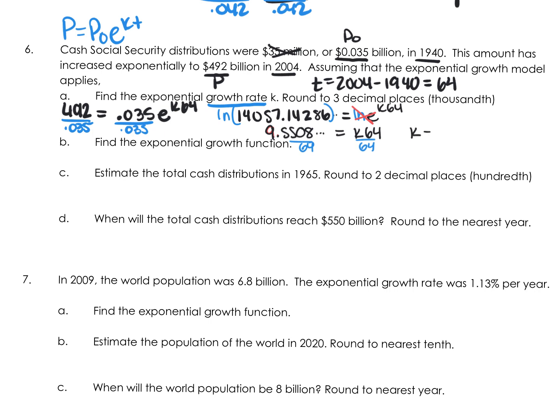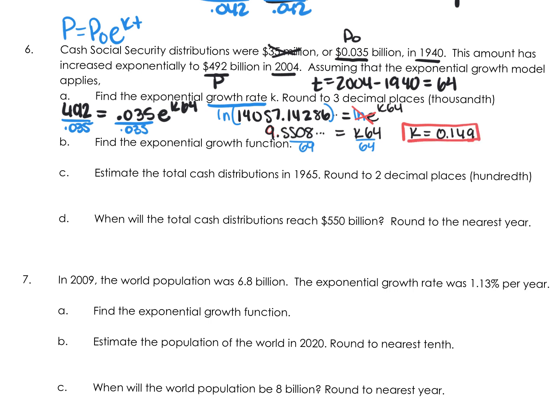we'll get K is equal to 0.14923. And if we're rounding to 3 decimal places, we want to keep this one the same because of the 2 after. So it'll just be 0.149. So that is our answer here, our growth rate, K.